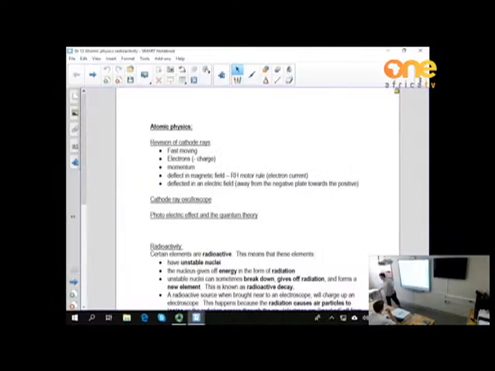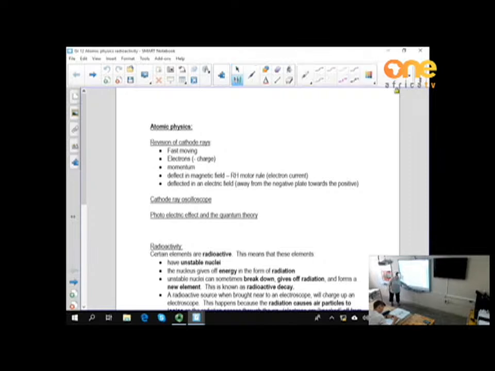Right, grade 12s, good morning. We are going to start with the section on radioactivity. Now, at the end of grade 11, we did the chapter, we started with cathode rays. Radioactivity follows on in that chapter, so it's page 352. Just to recap, because they sort of fit together.